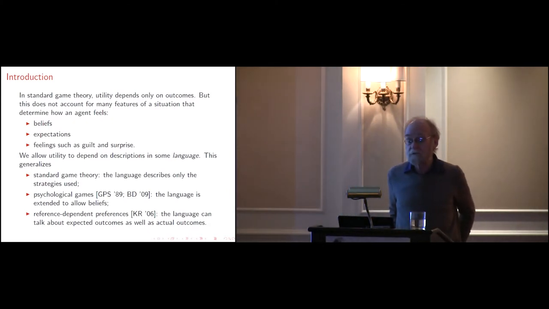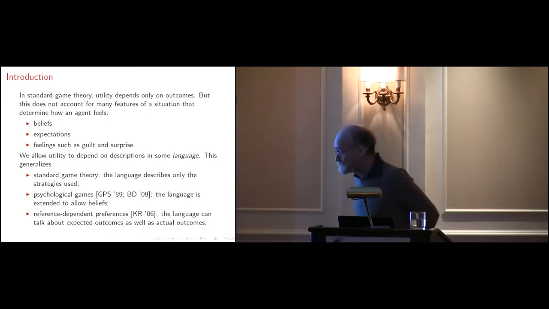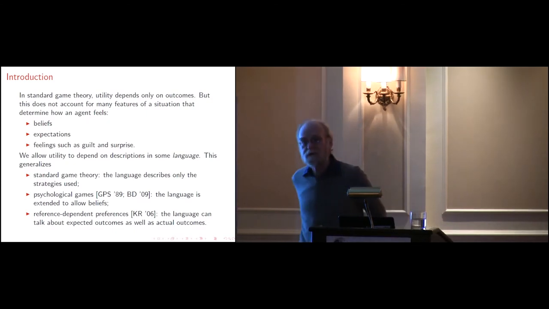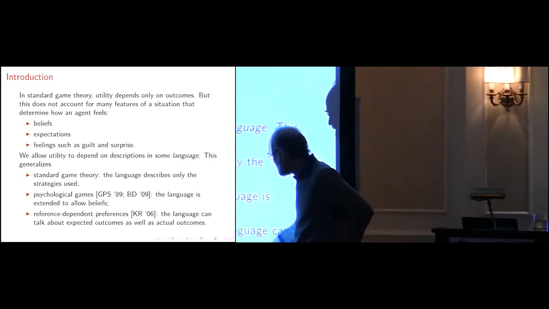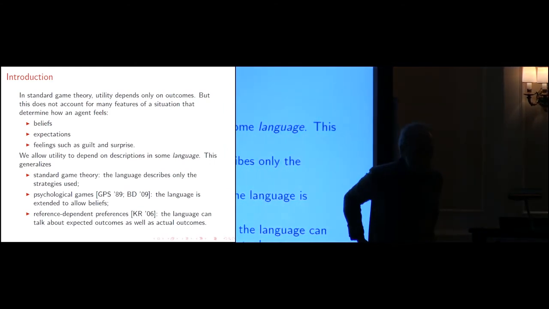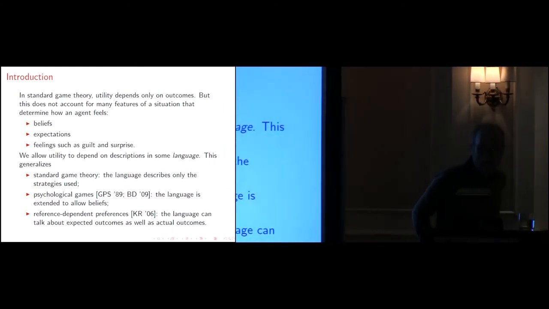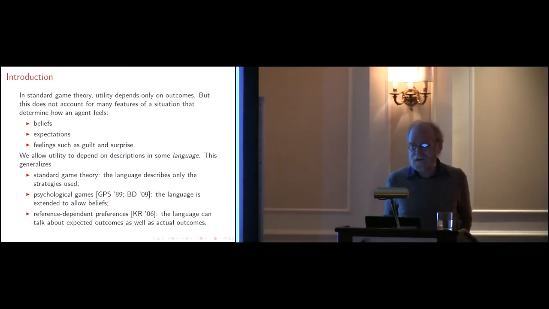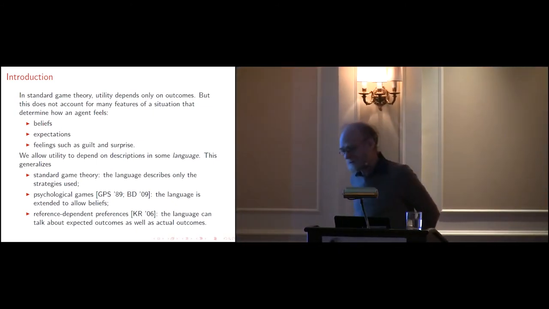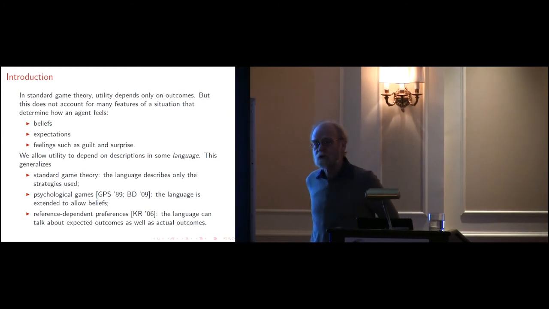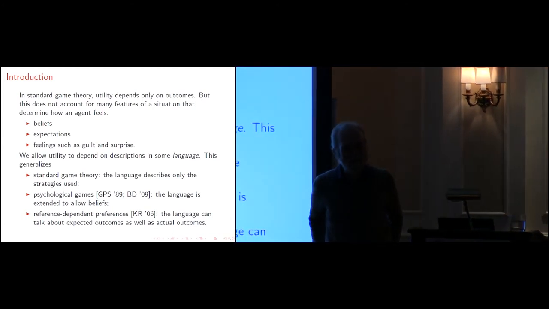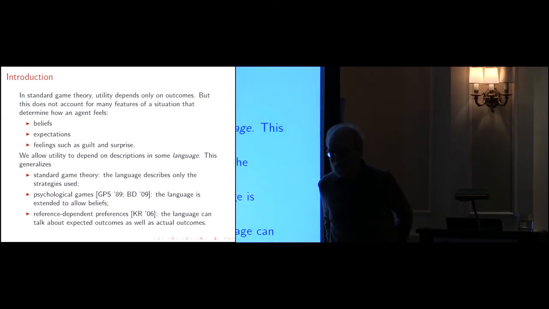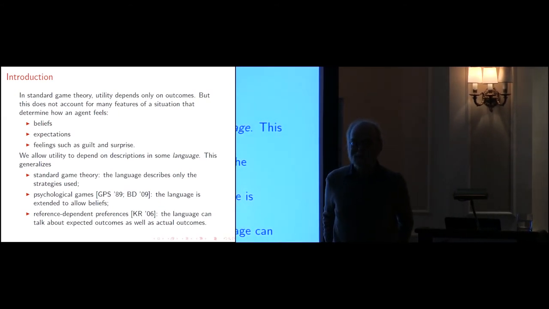There's something called reference-dependent preferences, which has been a very big deal recently in the practical econ community. This is Koszegi and Rabin. Matt Rabin is one of these people touted as a future Nobelist. In this case, the language can depend on expected outcomes as well as actual outcomes. So you're walking to a store, you want to buy shoes, you have some expectation of what the price will be. And your utility depends in part, this seems quite reasonable, on how the actual price compares to the price that you were expecting the shoes to be.